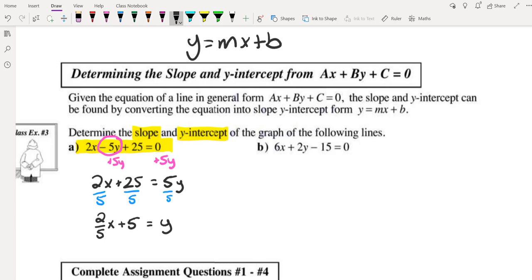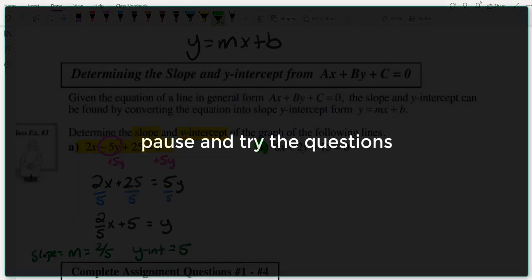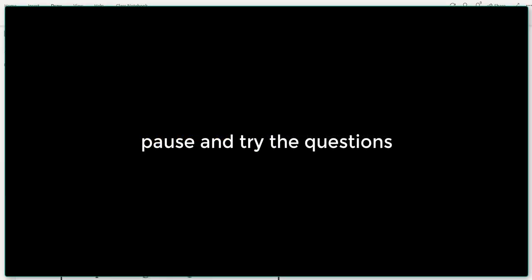From here, we can see that our slope is our x coefficient. Our slope is 2 over 5. Right? That's our slope. And our y-intercept is equal to 5. Okay. Pause the video and see if you can answer B, convert it to slope-intercept form, and identify the slope and the y-intercept.